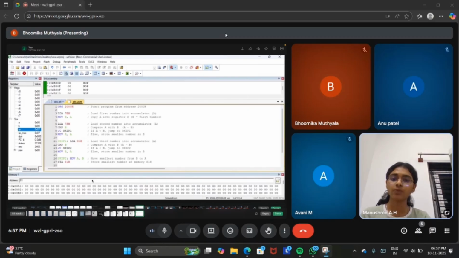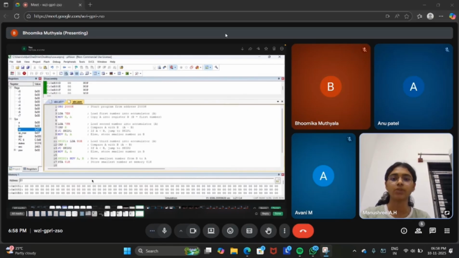Introduction: Assembly language programming for the 8051 microcontroller allows direct control over hardware components like registers, memory, and the CPU. Unlike high-level languages, assembly works very close to the machine, helping us to understand how instructions are executed step by step. In this program, we use basic comparison and branching instructions to identify the smallest value among three different memory locations. This helps us to understand how the microcontroller handles decision making at the binary instruction level.